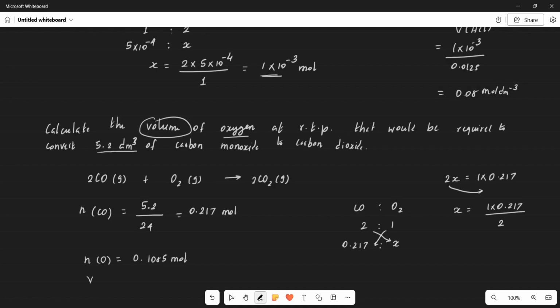So I go for volume. Volume of oxygen is equal to 0.1085 multiplied by 24 decimeter cube, because we know that the number of moles is equal to volume over 24. So this formula only I am using. When I rearrange, volume is equal to number of moles multiplied by 24. So I multiply it by 24, I will get 2.604 decimeter cube. If they are asking for mass, you will multiply the number of moles by the molar mass.